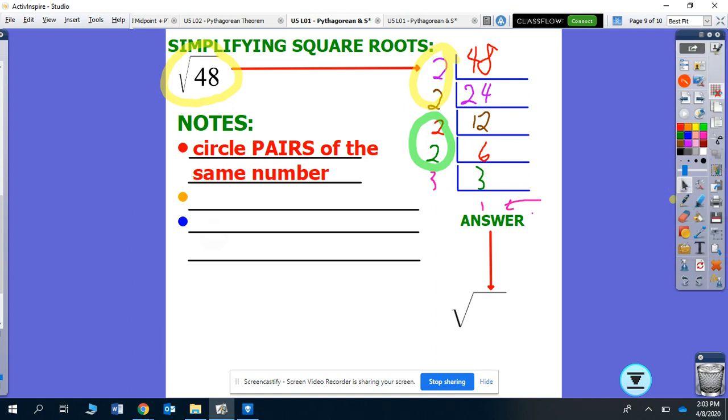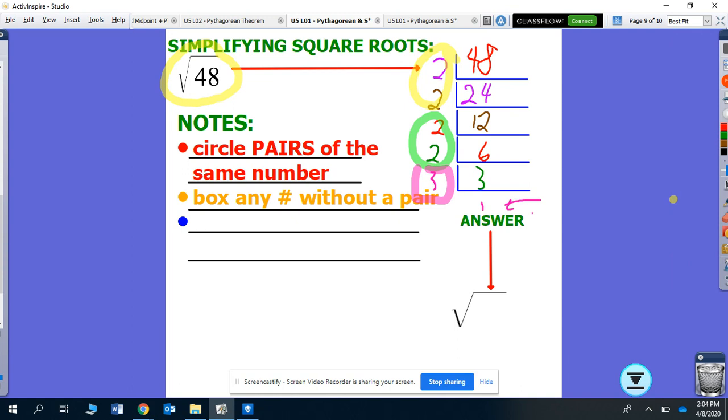Once we've circled the pairs, let's put a box or a square around any number that doesn't have a pair, that's by itself. So the only guy that doesn't have a pair is that 3. So I'm going to put a square around him. So we've got circles around pairs and boxes or squares around any number that doesn't have a pair.